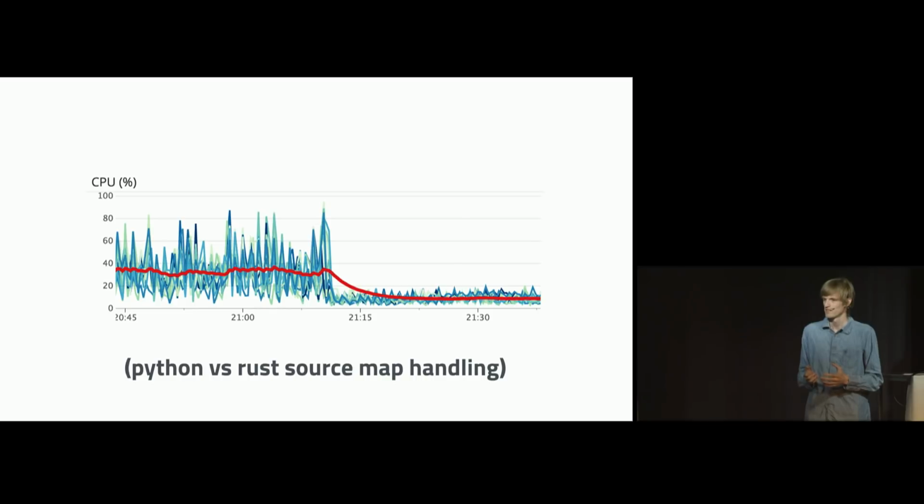But it also made us realize that we don't have to ditch the entire Python runtime. We only have to put individual problems into faster solutions. For instance, source map handling for us was 30% of what we did in total. By putting this little piece of code into Rust, we gained a lot of room to use the Python runtime effectively in other ways.